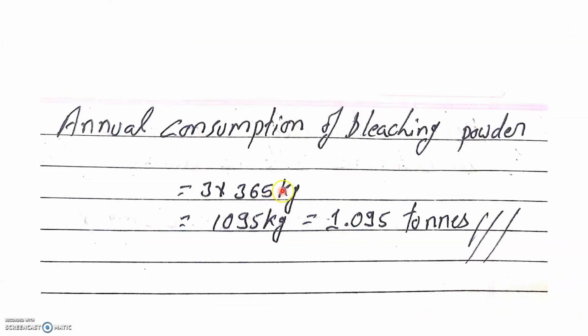Next, how much is the annual consumption? The annual consumption of bleaching powder equals the 3 kg per day, for 365 days. So 3 into 365, and you will have around 1095 kg, which is 1.095 tons. So this much bleaching powder you require annually for that respective water.